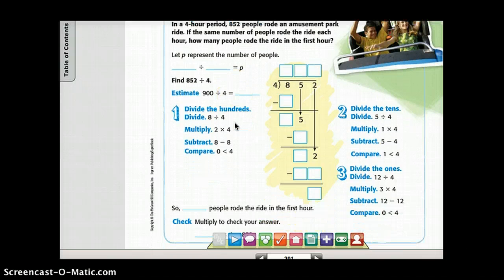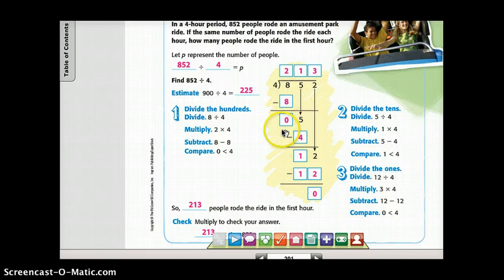So remember from your video, you're going to look at one digit at a time. So we're going to divide the hundreds place. How many times does 4 go into 8? We know that's 2. And then you're going to multiply 2 times 4, subtract, and then you have to compare. That's your check step, where you're checking to make sure that it's not higher than 4. So I'm going to plug these in because I think you got a good example in the video.